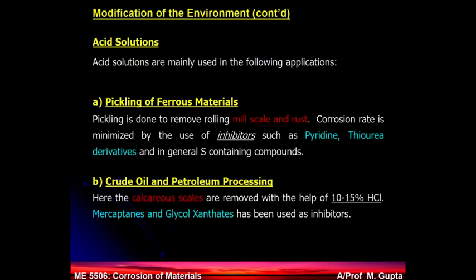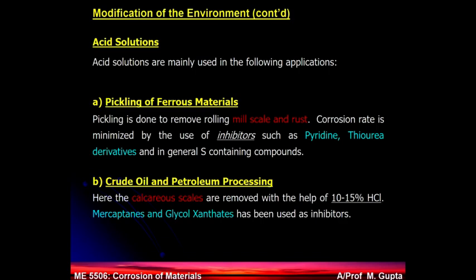But if you are exposing your material to acid, it can also corrode. Your only purpose is to ensure the rust is gone, but the metal is not affected. So they use inhibitors like pyridine and thiourea, which give a cover to the metallic area and expose the rusted area.